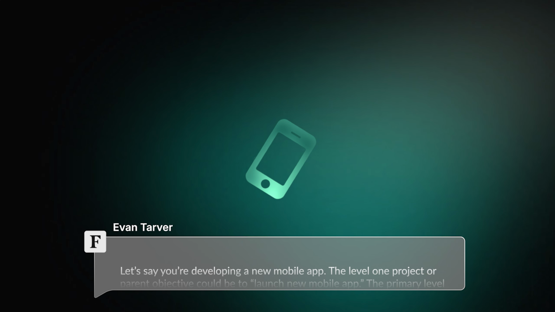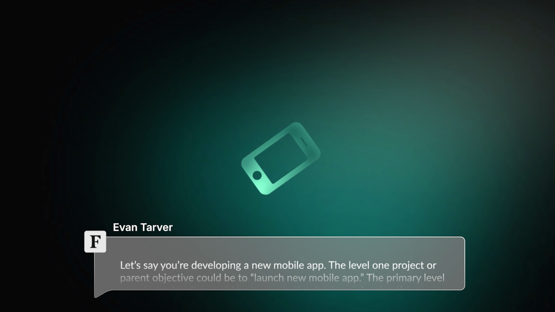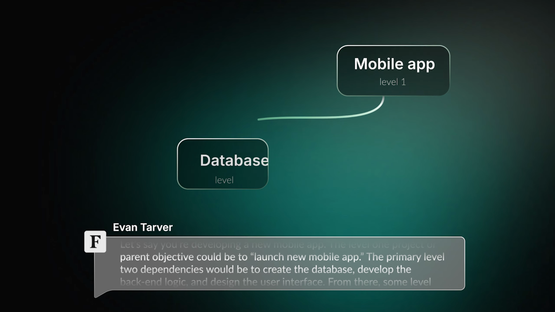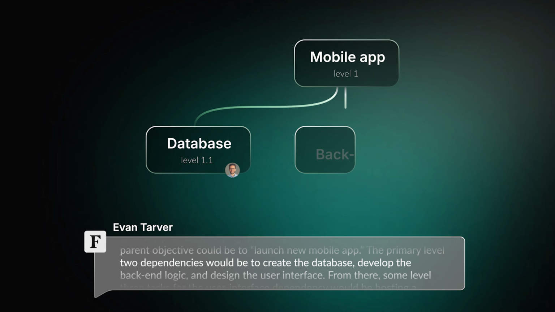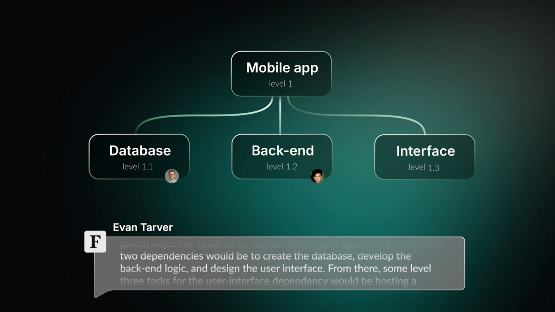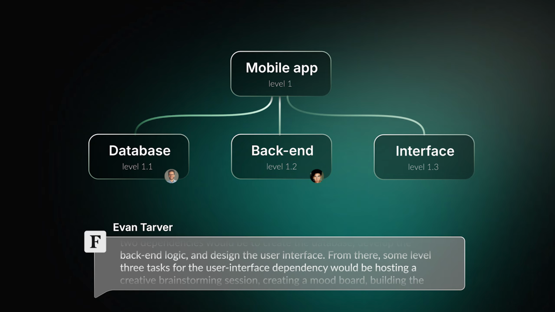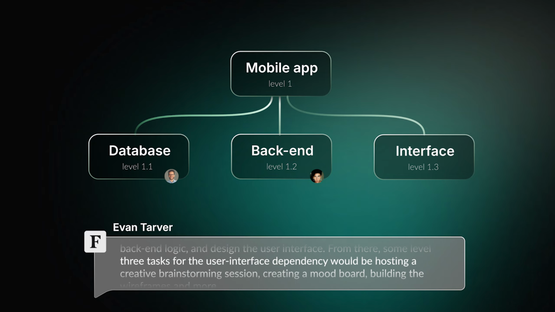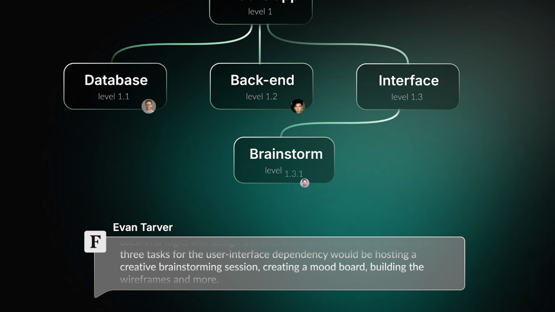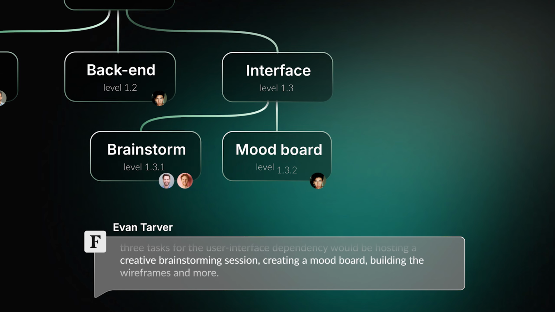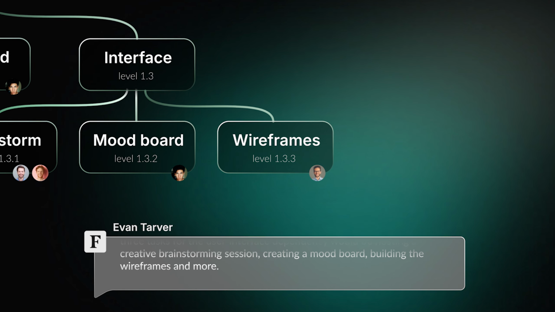Let's say you're developing a new mobile app. The level 1 project or parent objective could be to launch new mobile app. The primary level 2 dependencies would be to create the database, develop the back-end logic, and design the user interface. From there, some level 3 tasks for the user interface dependency would be hosting a creative brainstorming session, creating a mood board, building the wireframes, and more.